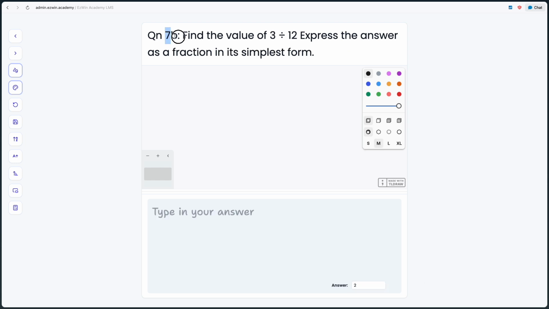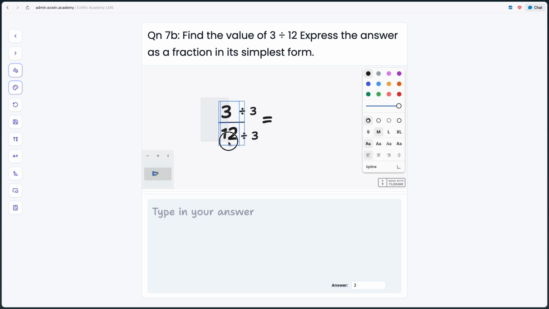Question 7b, find the value of 3 divided by 12. Express the answer as a fraction in its simplest form. So same thing, what we can do is we can have 3 out of 12 because division is just a fraction. So in this case over here, we can simplify 3 divided by 12 itself. So what is the common factor for 3 and 12? Pretty straightforward. We can divide it by, if you guess 3, then you are right. So we divide 3 for the numerator and the denominator.